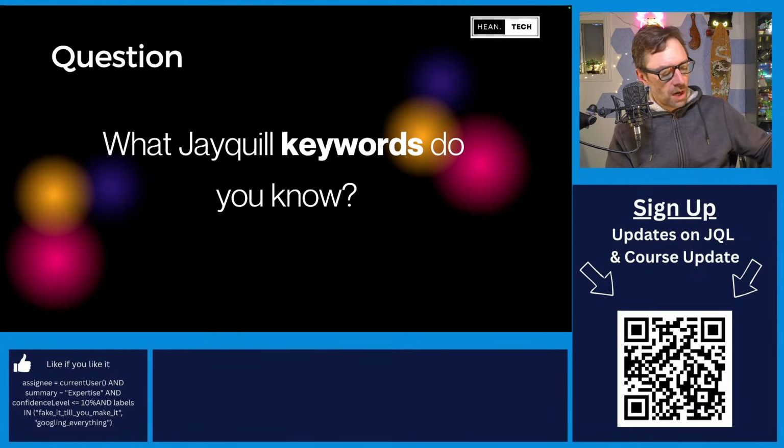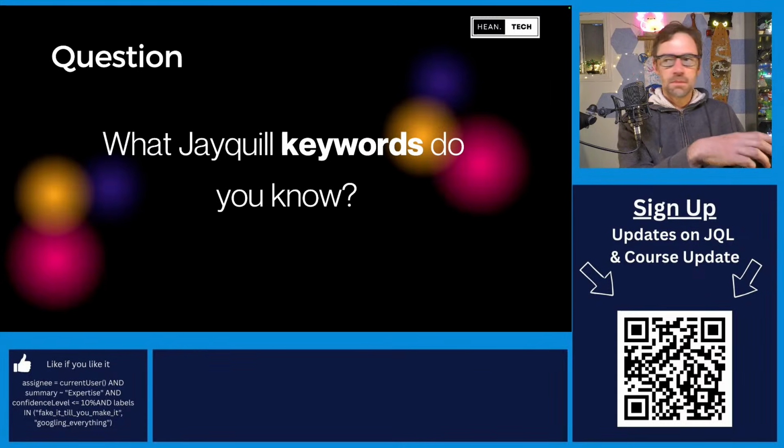So three of these are, in fact, a JQL keyword. One of them is not. One of them is an imposter.